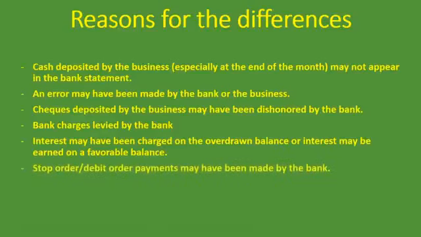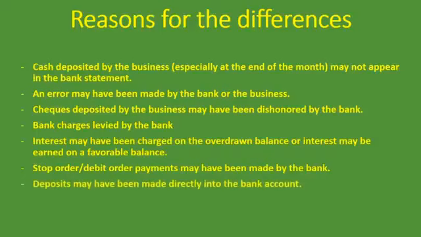Stop order or debit order payments may have been made by the bank. So when a debit order goes off in our bank, we'll see it in our bank statement, and only then will we record it in our books. Deposits may have been made directly into the bank account. So a customer may have paid directly into the bank account. So until we receive the bank statement, we will not have seen it. So we will only record it after the bank statement has been received. That is another reason for the differences.